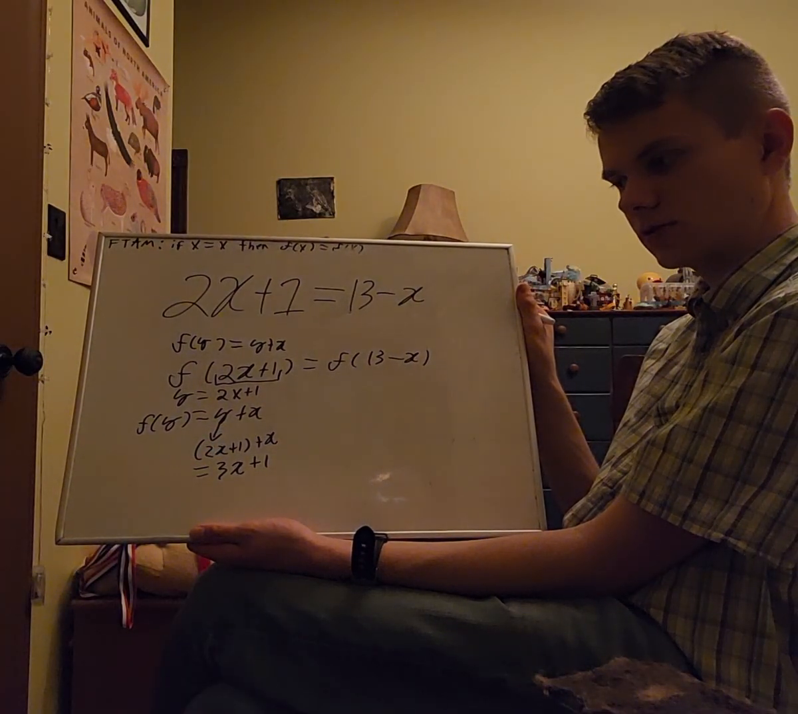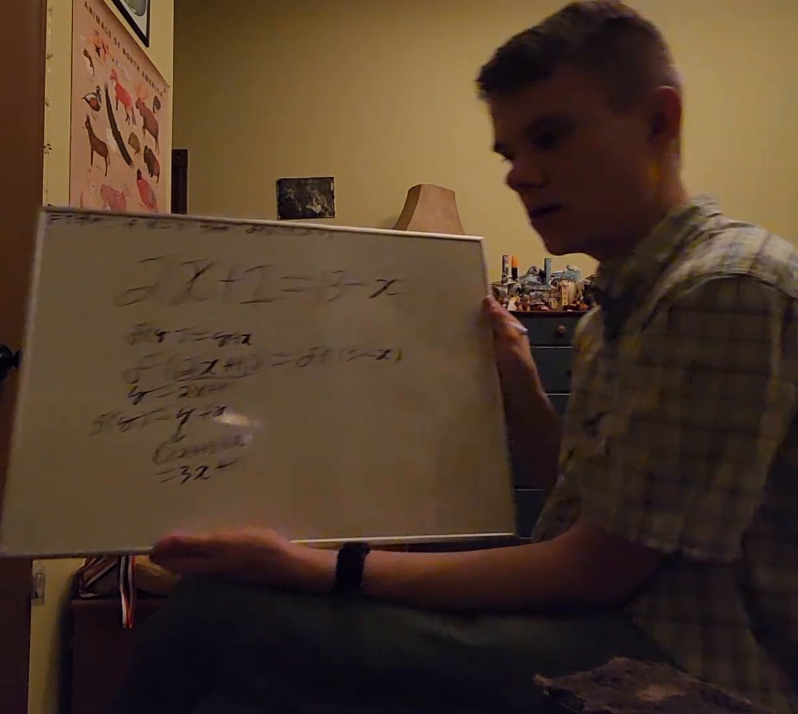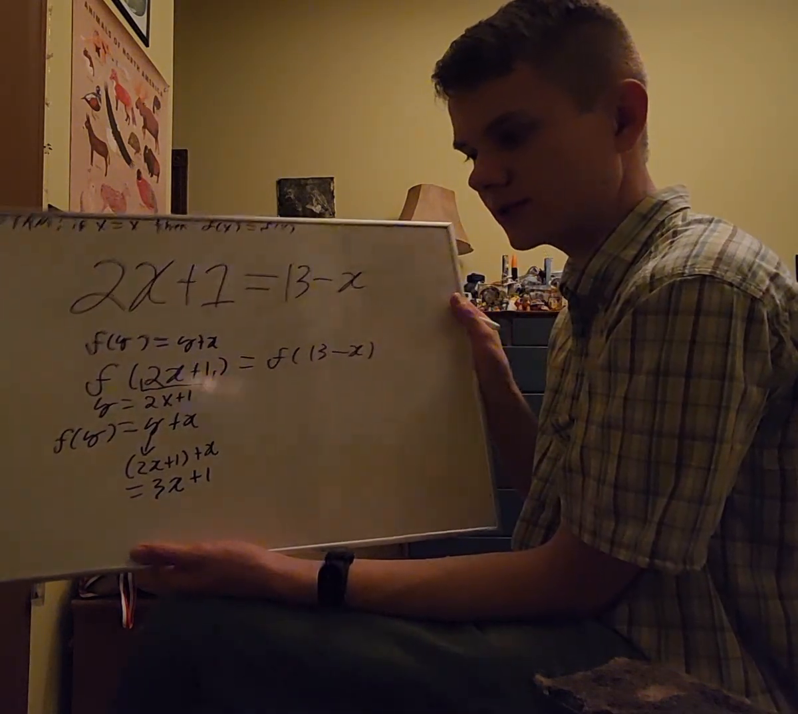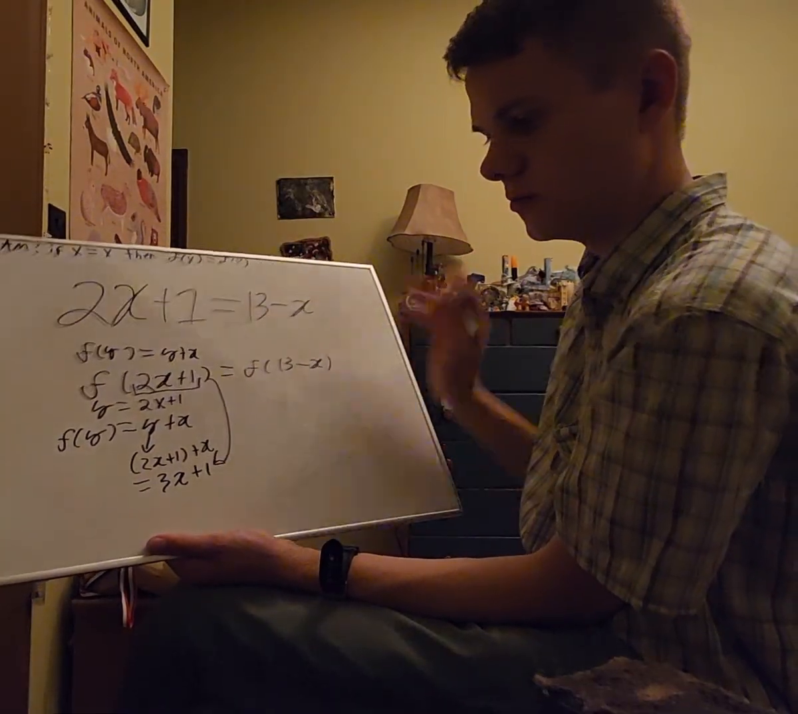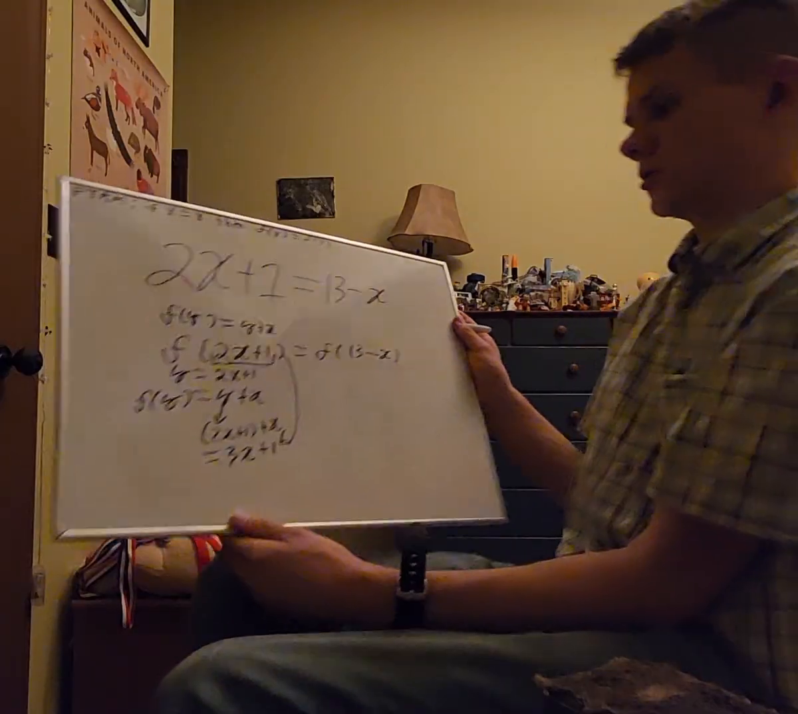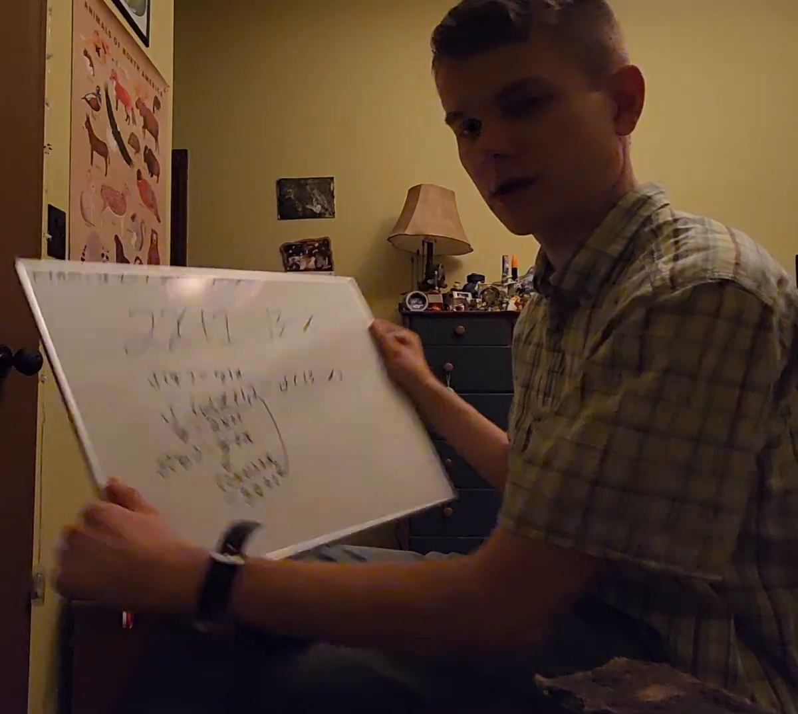And that makes sense. Okay, hopefully you got that now. So we know f(2x plus 1) is equal to 3x plus 1. We just figured that out. Beautiful. I'll write it right here.